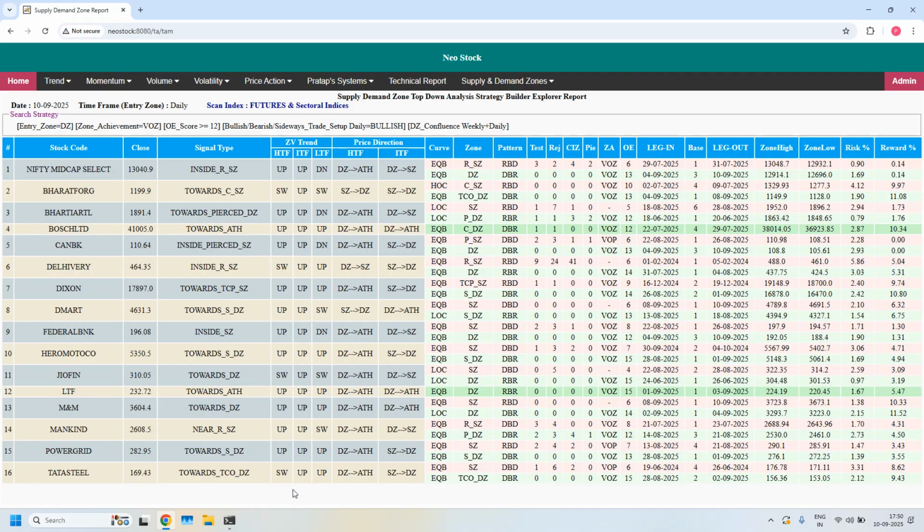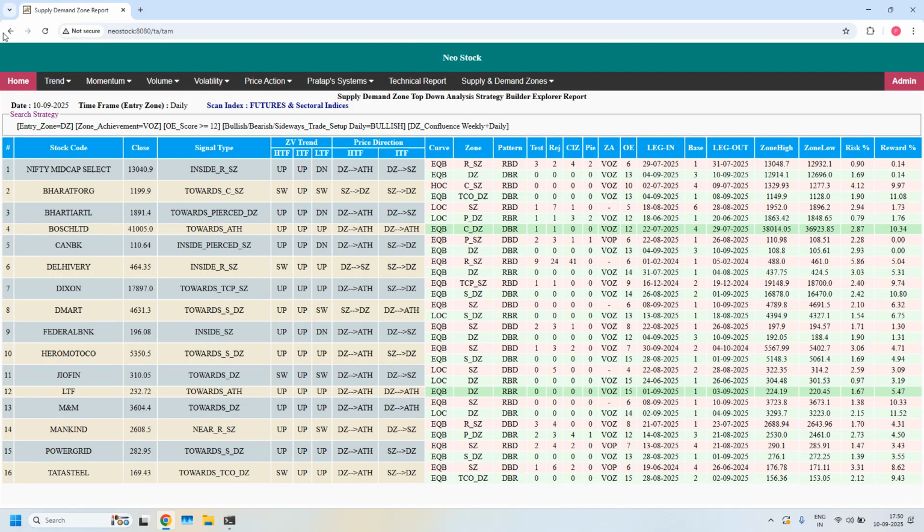Now we got 16 stocks filtered. All the daily demand zones are overlapped with weekly demand zones. So daily and weekly demand zones are having confluence. That means all these daily demand zones are part of the weekly demand zone, and the weekly trend, ITF trend, is uptrend in all the stocks.